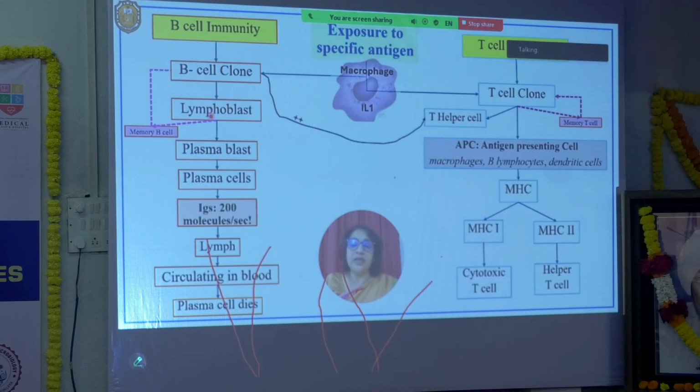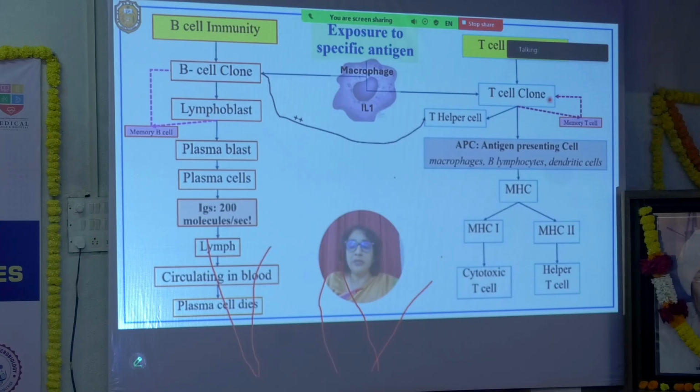B lymphocytes recognize intact antigen, but T lymphocytes respond to antigens only when they are bound to the specific molecules called MHC proteins or major histocompatibility proteins, which are present on the surface of the antigen presenting cells or APCs. They are in the lymphoid tissues. Three major types of these antigen presenting cells are macrophage, B lymphocyte and dendritic cells. The dendritic cells are the most potent and powerful. APCs are located throughout the body.